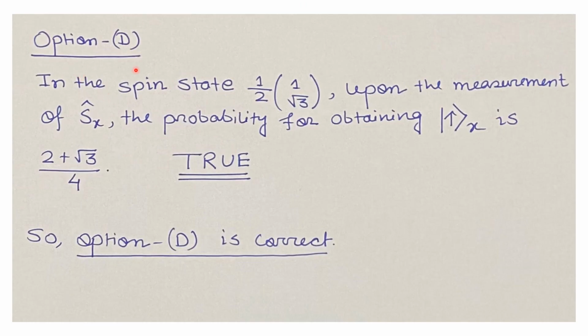Now option D is saying in the spin state 1 by 2 times the column matrix (1, root 3), upon the measurement of Sx cap, the probability for obtaining up spin state is 2 plus root 3 by 4. So this is true because we have already calculated this probability in option C, and from option C we have found that the probability will be 2 plus root 3 divided by 4. So option D is correct in our case.